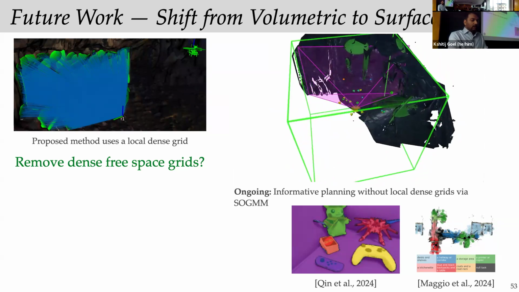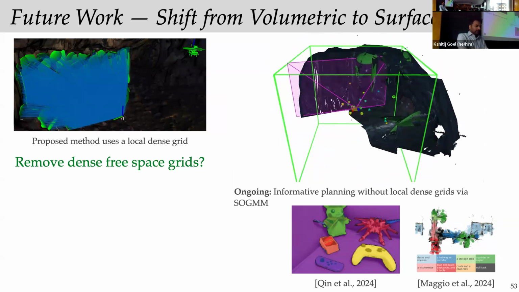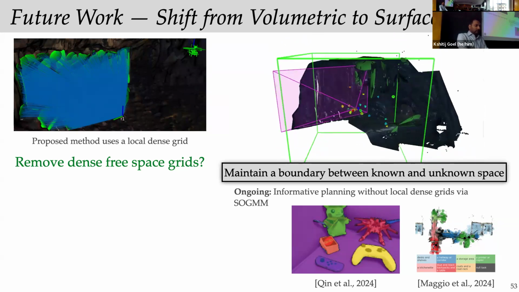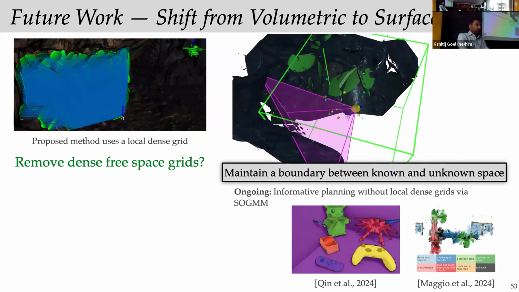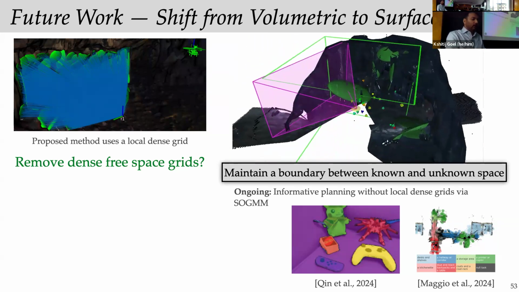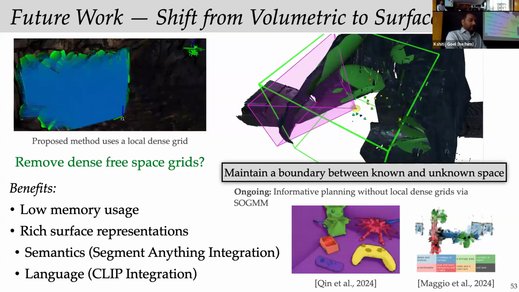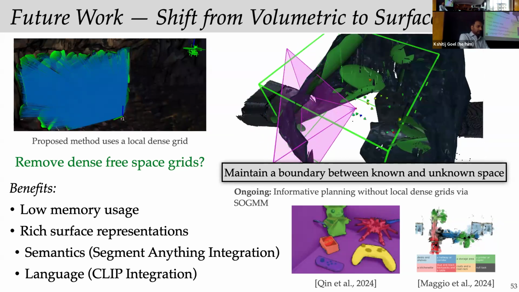So the robot is avoiding collisions with the environment and selecting next best action without any local dense information. However, there's a challenge that remains to be solved here. In this thesis, we considered how to model the occupied part of the environment. However, more generally, we need to maintain a boundary between known and unknown space. There would be several benefits if we can do this. First is that we will lower the memory usage even further. We do not have to allocate memory for free space at all.